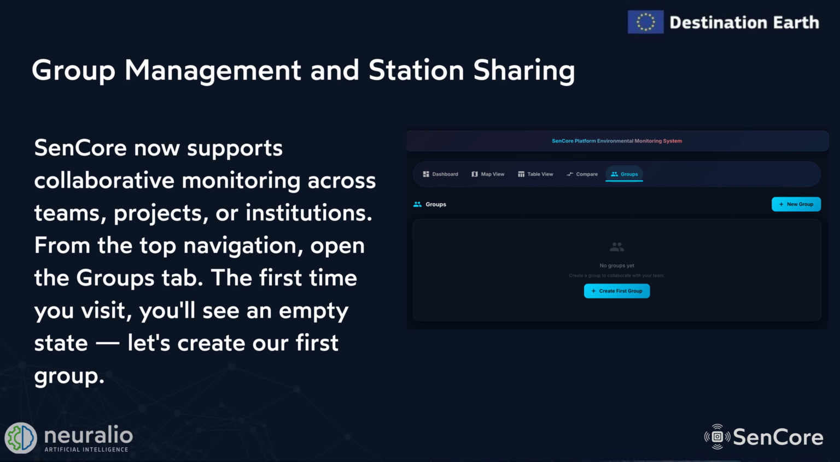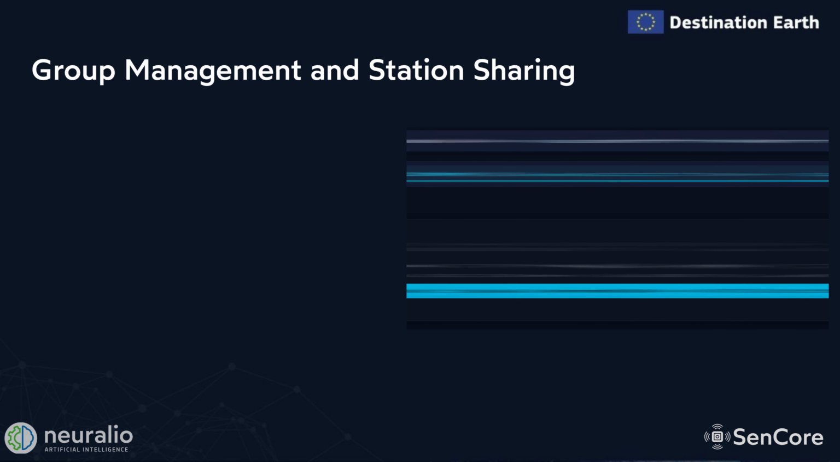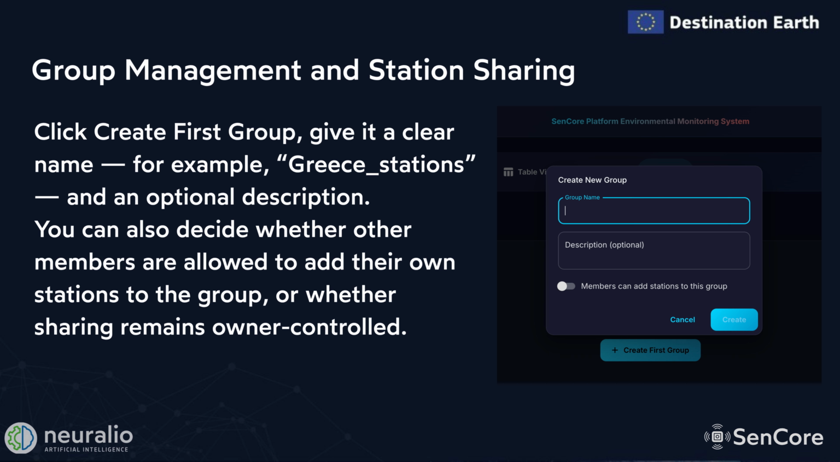SenCore now supports collaborative monitoring across teams, projects, or institutions. From the top navigation, open the Groups tab. The first time you visit, you'll see an empty state. Let's create our first group. Click Create First Group, give it a clear name, for example, Greece_stations, and an optional description.